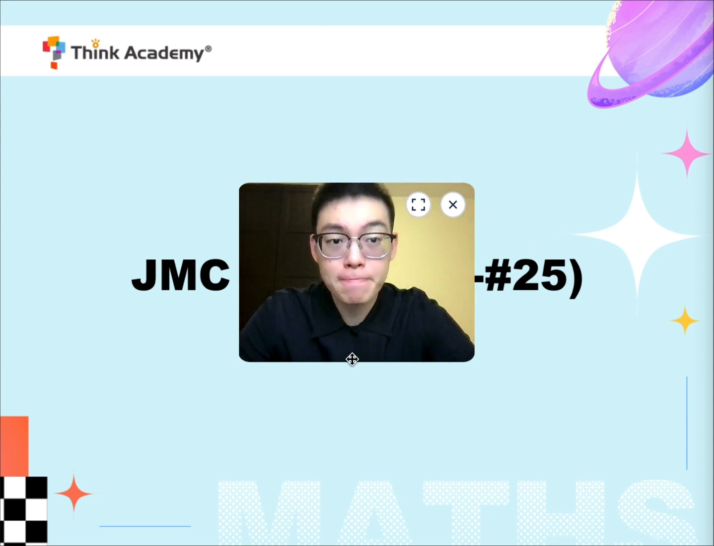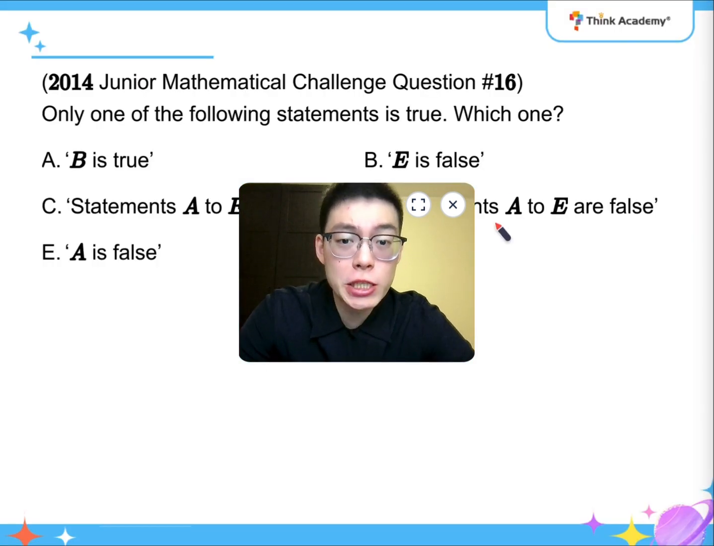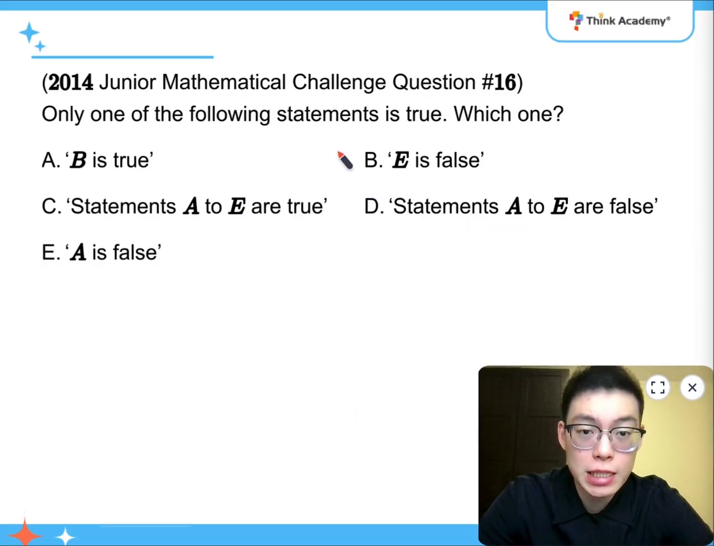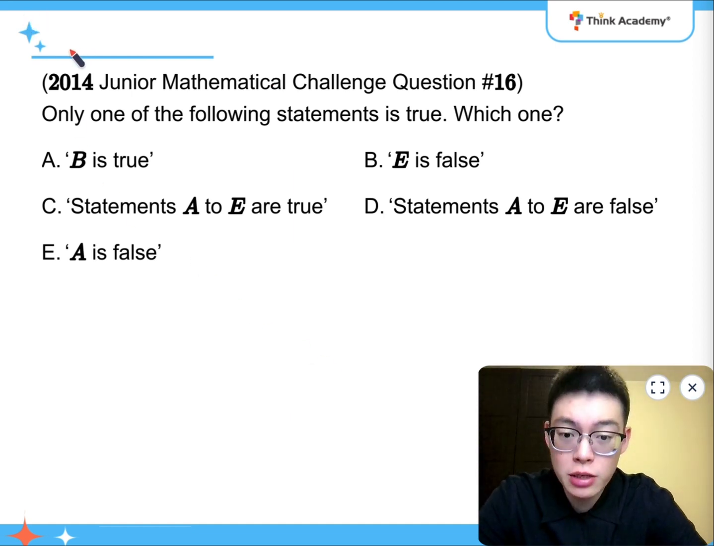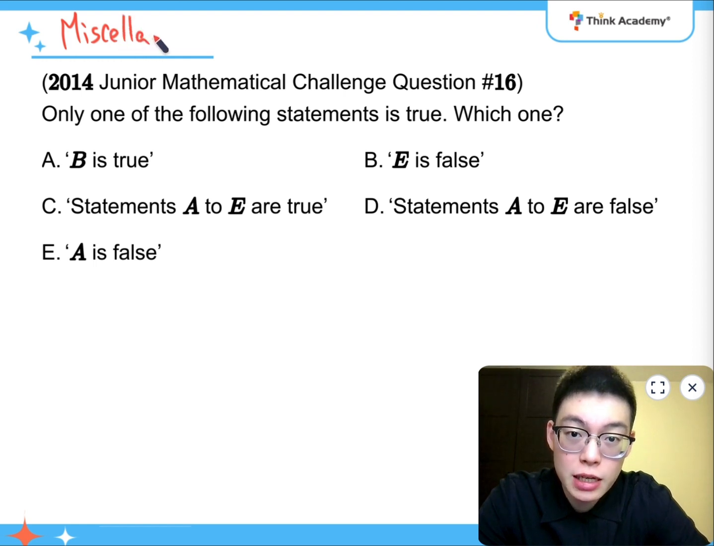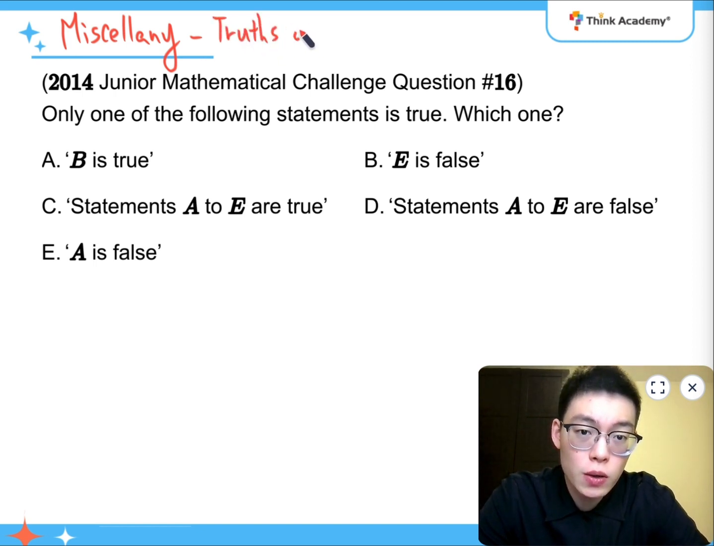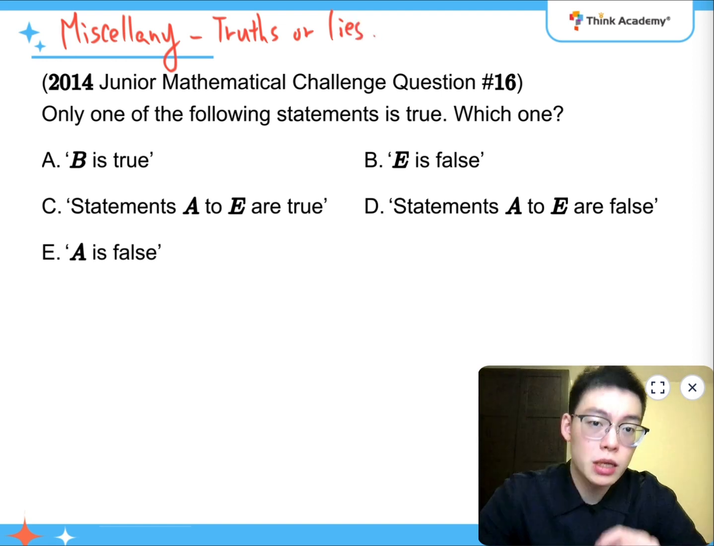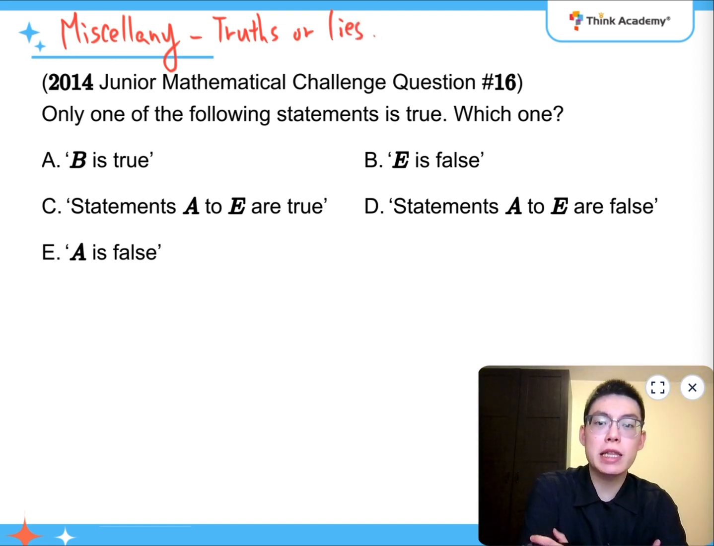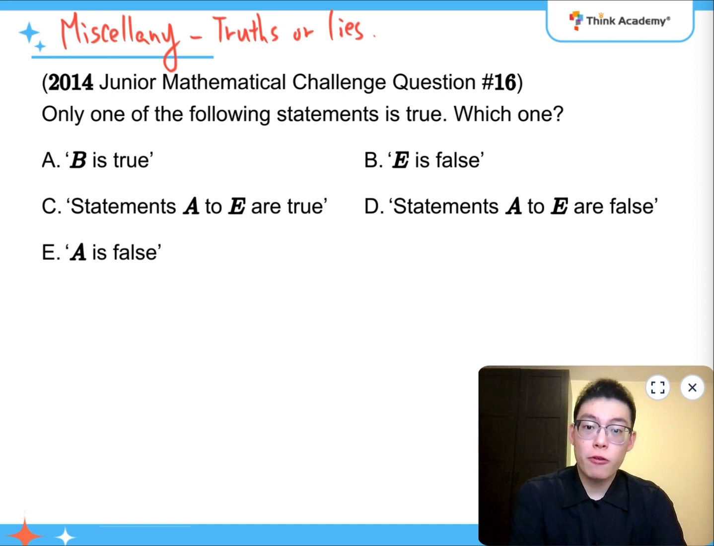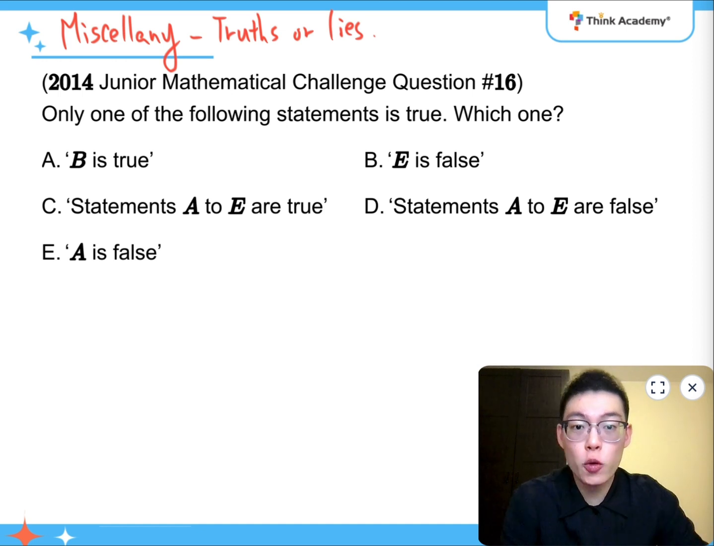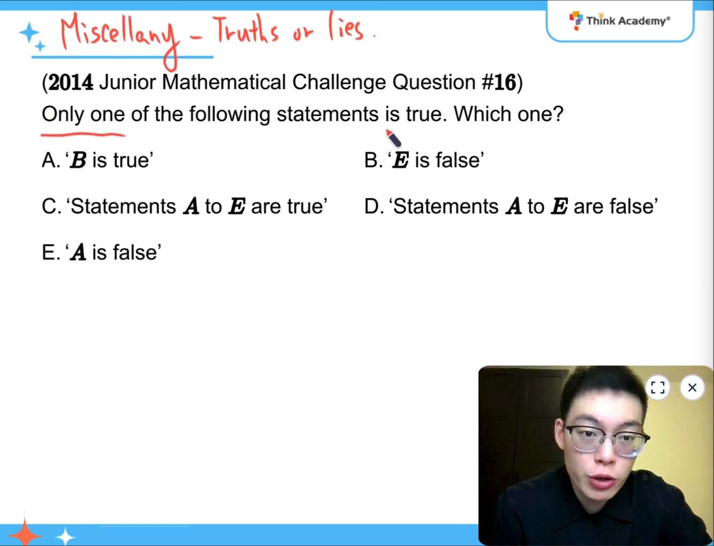All right. So for question number 16, it is definitely a logical deduction question, which belongs to the miscellany module. And I would say that it's a logical deduction question on truths or lies. All right. So you can see that there are 5 statements in this question, and it says that only one is true.